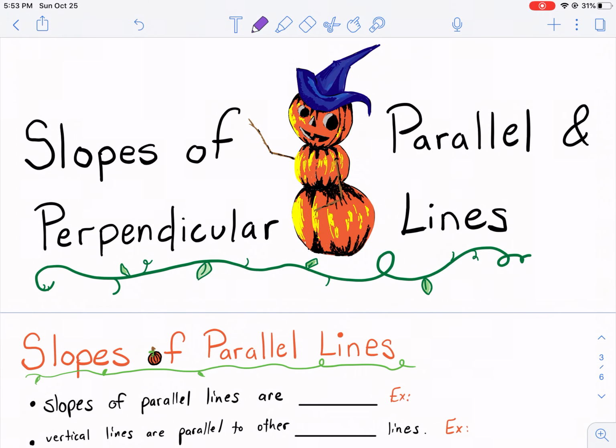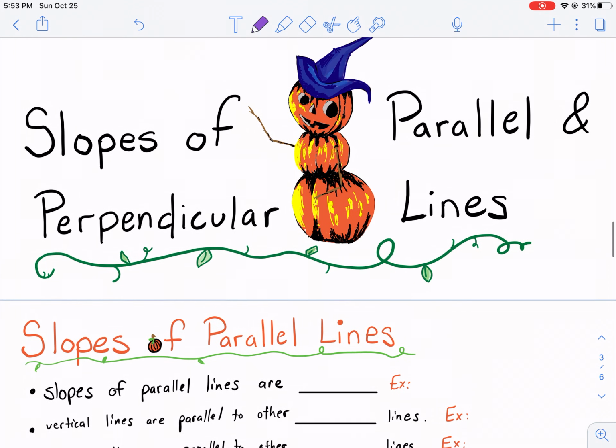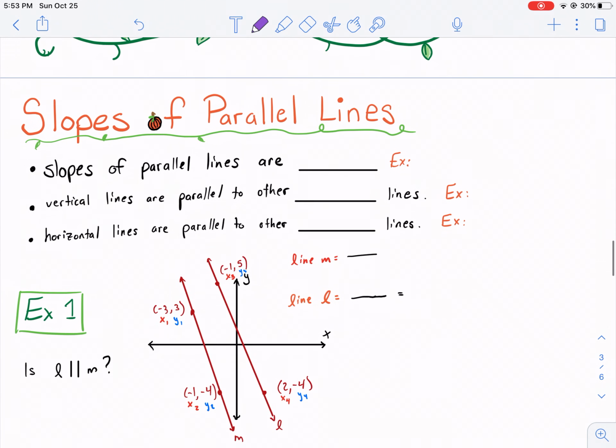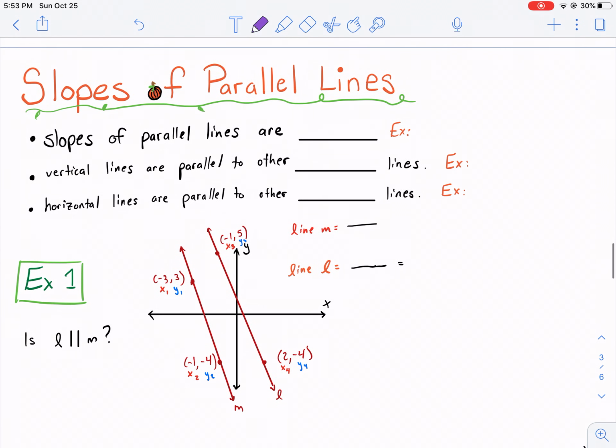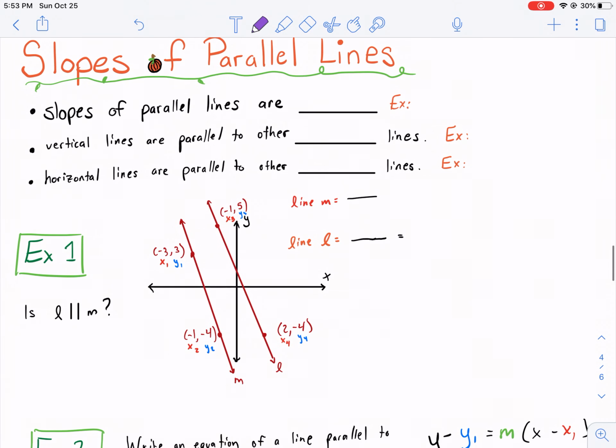Welcome, geometry students, to section 3.8, slopes of parallel and perpendicular lines. We already talked about different types of lines, slope-intercept form, and point-slope form. Now we're going to talk about what it means to be parallel and how we determine that. We have guided notes here, so follow along for those at home.